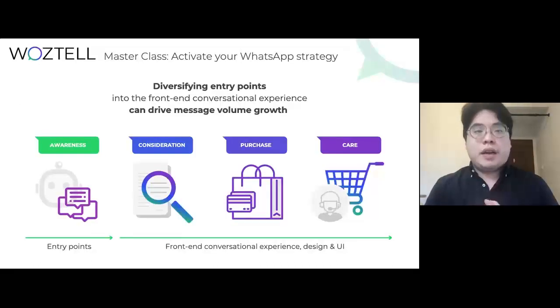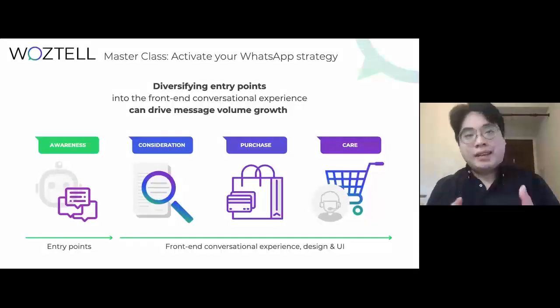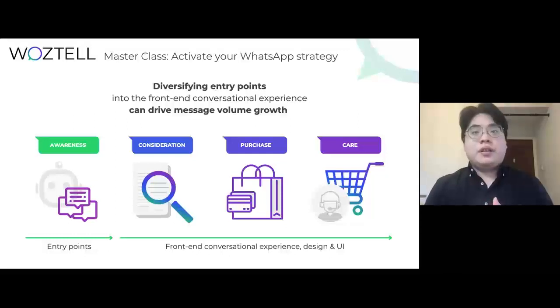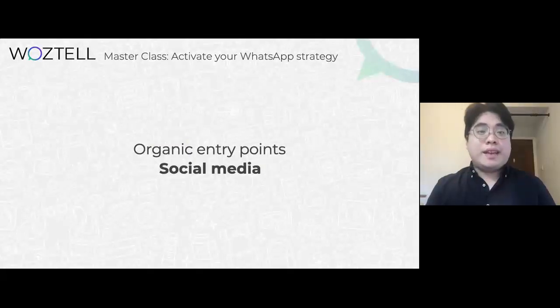So the most important part about entry points is to be aware of how you can diversify them based on your existing resources like Facebook page, Instagram, Twitter, website, or physical products. By doing this, it will increase the message volume of your WhatsApp channel, and only by then can you start working out what is the best conversation experience, design, and UI in the purchase, consideration, and customer care stages. So let's talk about the first type, which is organic entry points through social media.